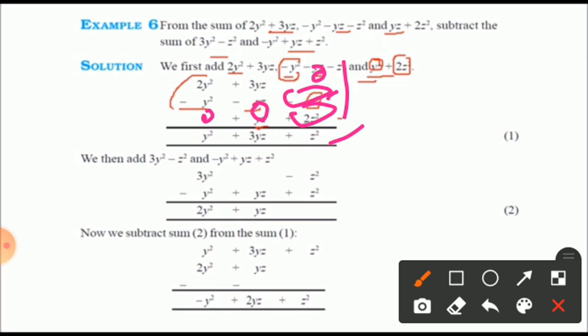So yz is gone, who is left? Plus 3yz. 2y square and minus y square, only y square will be left.